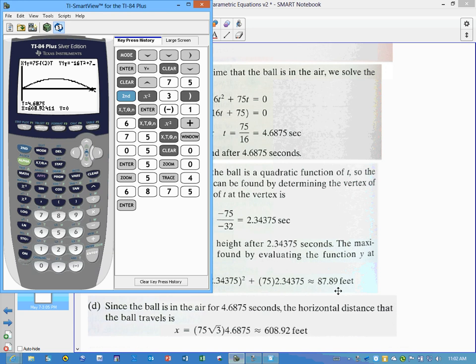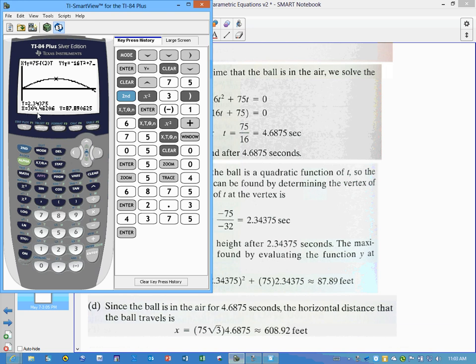And now to find the maximum height, we said the maximum height occurred at 2.34375 seconds, and the maximum height was approximately 87.89 feet. So to double check that, I can put in 2.34375, which it takes my t value, which is what I want. And when I hit enter, it jumps to that point. And it says, yes, the height was 87.89 feet. And you can see by the graph that, yes, it looks like it is at the top of that parabola.